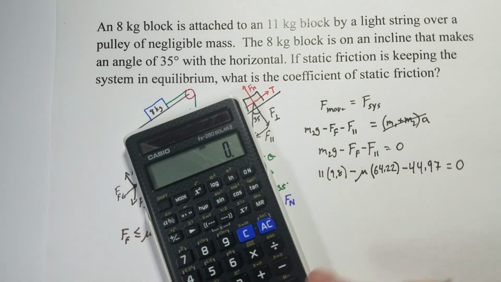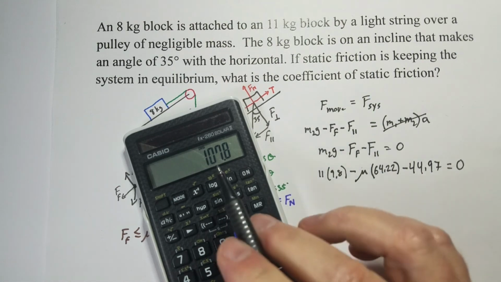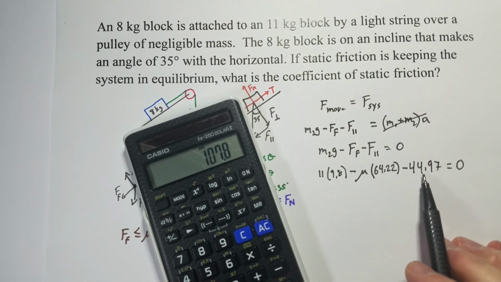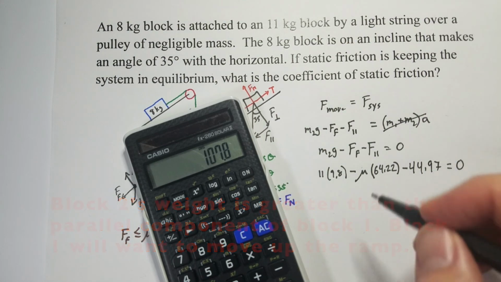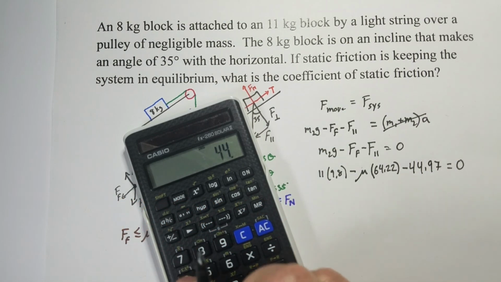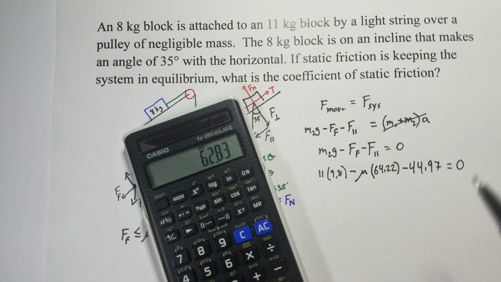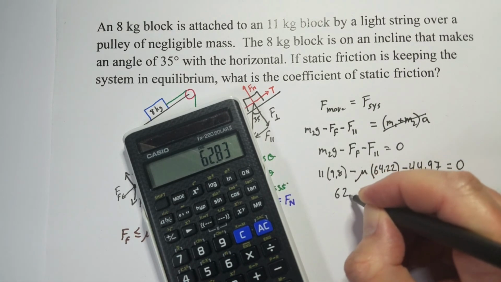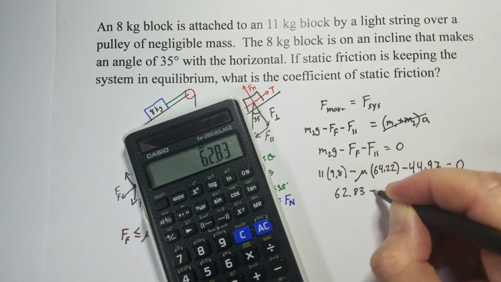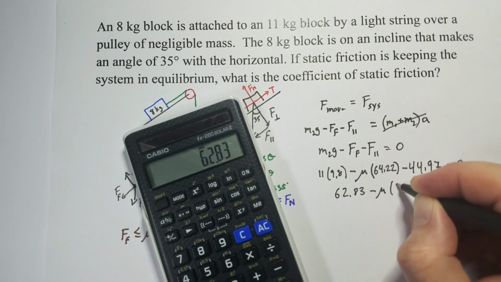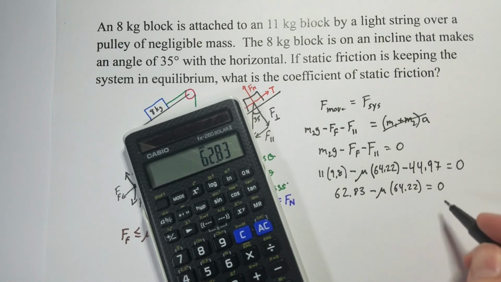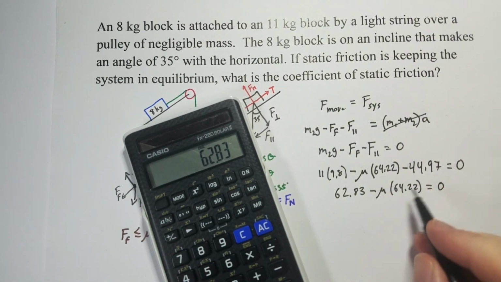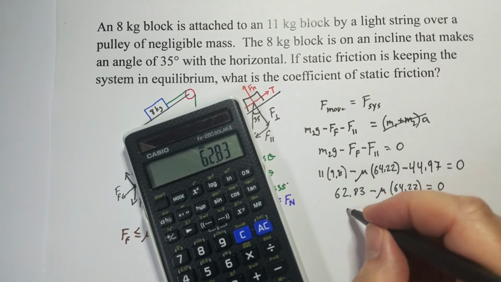All right, so let's take care of this part. So we got 11 times 9.8. We got 107. That is bigger than this force parallel, so that's good. That means we did choose wisely. So I'm going to go ahead and subtract off the 44.97. We get 62.83 minus mu times 64.22 equals 0. Actually, let's move this over. That way the negative sign disappears.